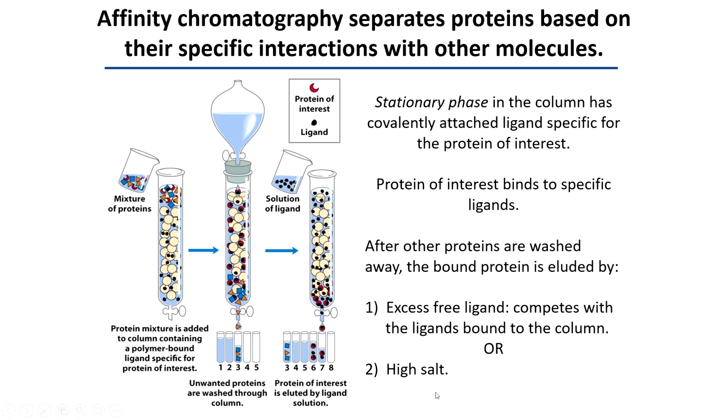You can also use high salt to disrupt the interaction between the ligand and the protein of interest, because that interaction is via non-covalent reversible bonding. So if you add a lot of salt, that disrupts those binding interactions, and the protein of interest will elute out at the bottom.